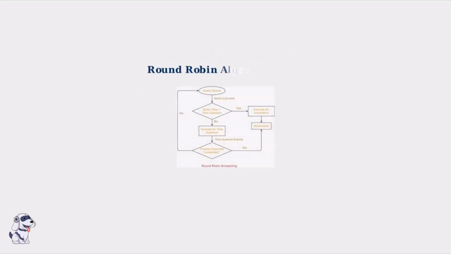Here's how the round-robin algorithm works step by step. A process is selected from the ready queue and begins execution. If the process completes within its time quantum, it terminates normally. However, if the process doesn't finish within the allocated time, it gets preempted and returns to the back of the ready queue.